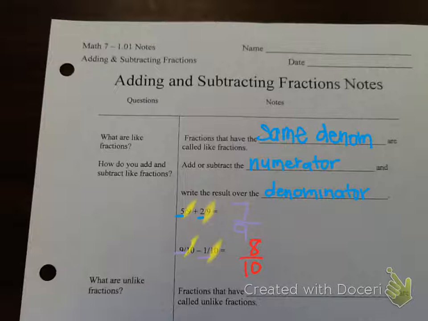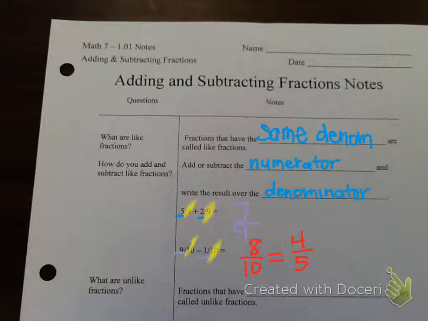This, however, is not in simplest form. We can divide them both by 2. 8 divided by 2 is 4. 10 divided by 2 is 5. So our correct answer would be 4/5. Our next question is, what are unlike fractions?